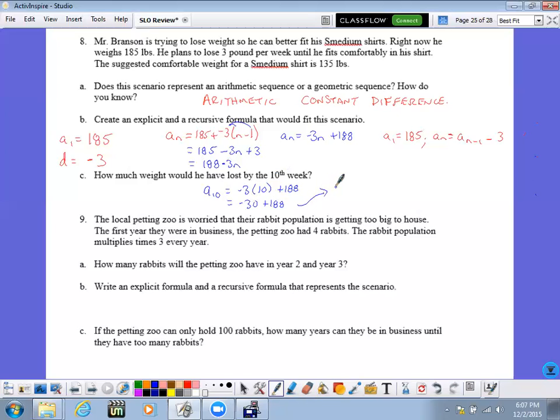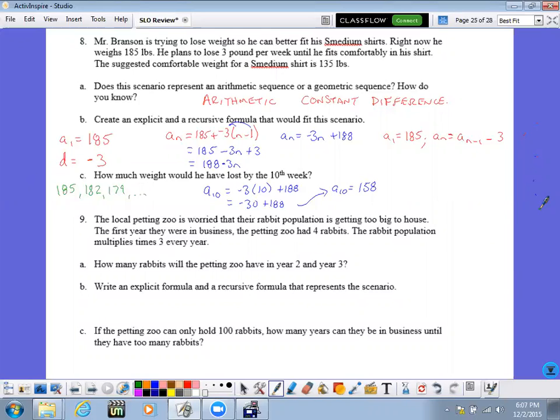And then our 10th term should be 158. Now, something that we said that you don't need to freak out about, if you completely forget about doing this, well, list them out. He's got 185, and I'm not going to list all of them, but 185, he lost 3 pounds. He's at 182. He lost 3 pounds. He's at 179. We can keep on going with that.